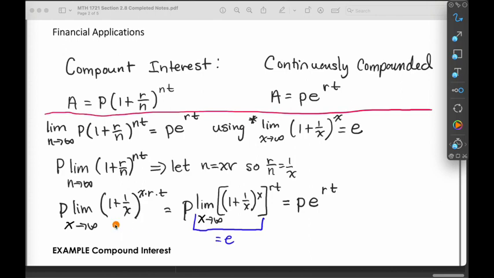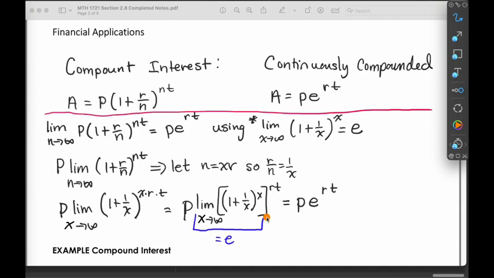And now, using the rules of exponents, I'm going to use the power rule. When you raise a power to a power, you multiply. But I'm going to use it in reverse, and I'm going to split it up. So I'm going to split the x and the r and the t. I'm going to rewrite (1 plus 1 over x) to the xrt as (1 plus 1 over x) raised to the x, all raised to the rt. So this expression here and this expression here are equivalent based on the power rule for exponents.